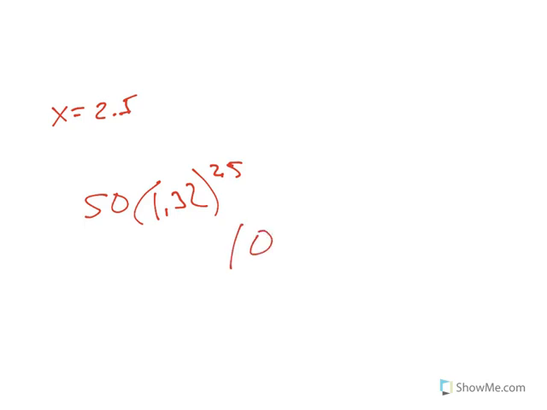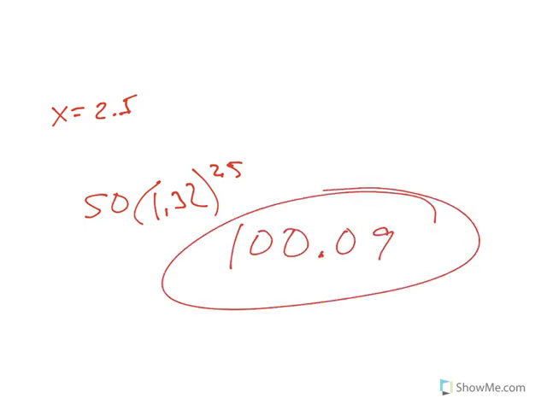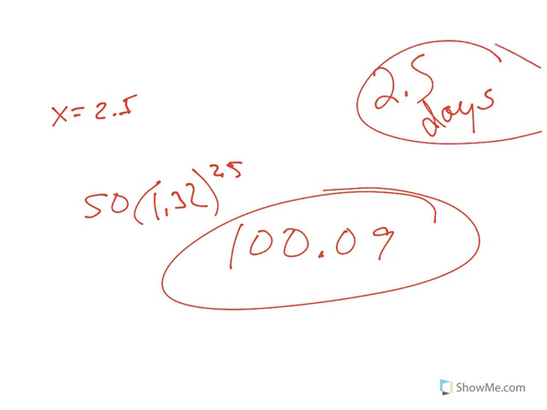And you could always try that. If you want to say, well, what if x is 2.5? So we would have 50 times 1.32 raised to the 2.5. I didn't do that one, so let me punch that in real quick. And that gives me, oh my gosh, that's 100.09. So you could say 2.5 days. But you don't always need to be that specific. So you just want to make sure you read the directions so you know exactly what's expected here.